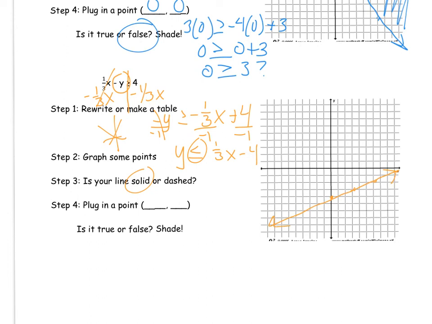Okay, and plug in a point. Oh, well, look at that. That's a good one. 0, 0. Let's see if it works. So I'm going to plug it into the original equation. 1/3 times 0 minus 0 is greater than or equal to 4. Okay, so this is 0 minus 0 greater than or equal to 4. That is false. And so I'm not going to shade that side. I'm shading this side.